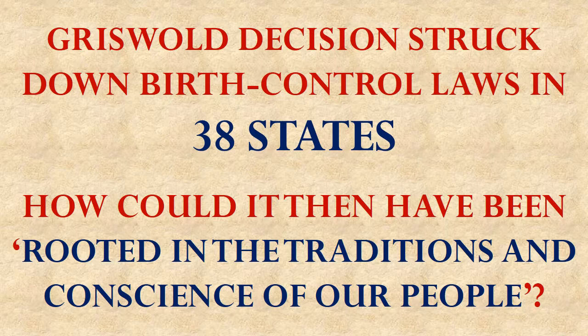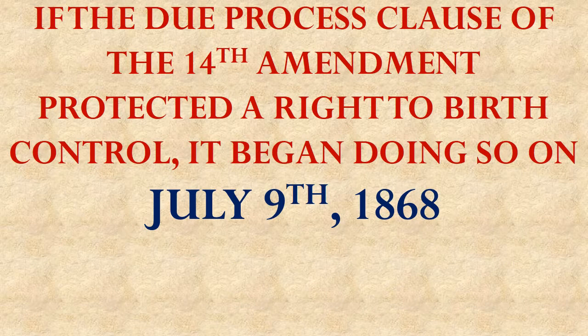In order for something to be rooted in the traditions and conscience of our people, we have to be saying that this is how we traditionally did things. So if we're going to say a right to birth control is rooted in the tradition and conscience of our people, we're going to have to be saying that traditionally people were allowed to use birth control if they wanted. But we've got 38 states that have outlawed it. So that really can't possibly be the tradition. So this test that the court is claiming that they're using to decide what an unenumerated right is, they're not actually using it. There's an additional problem.